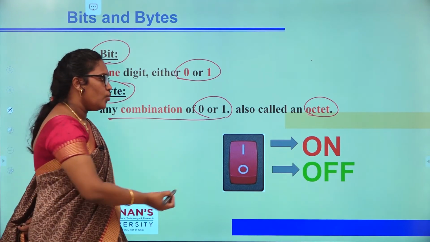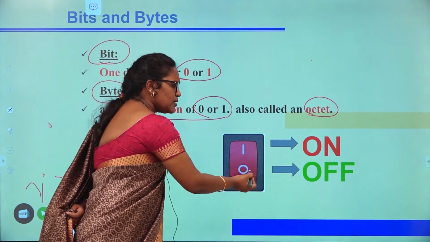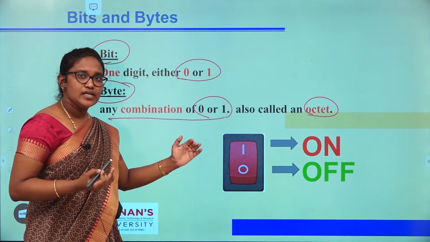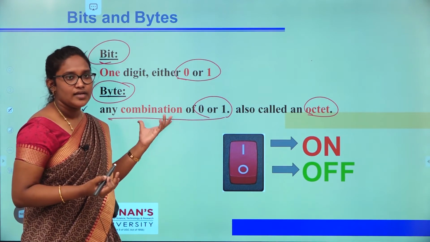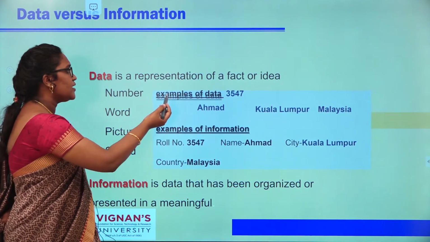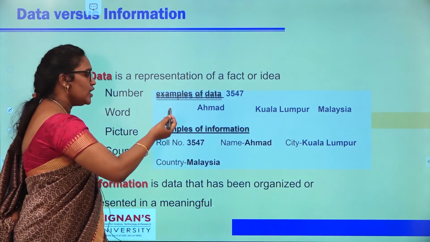So here 1 represents on, 0 represents off. This thing we will see very clearly in a concept called number system. So data is a representation of fact or idea.